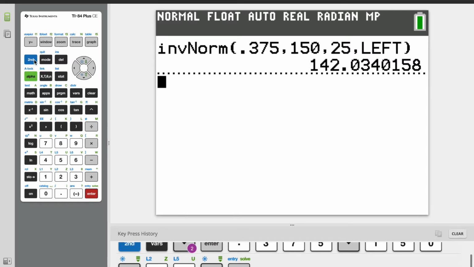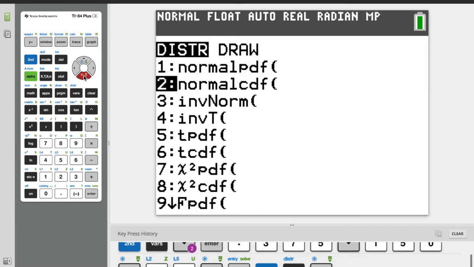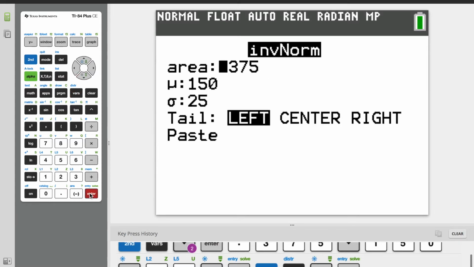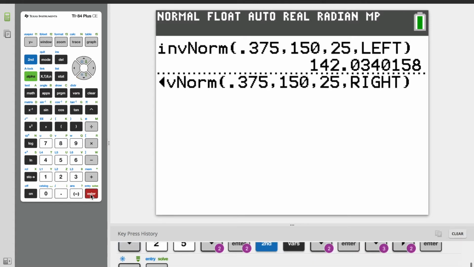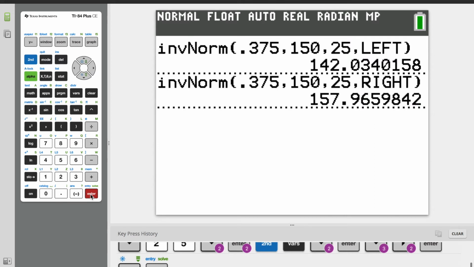And if we repeat this process but now want to solve for a greater than probability, so in our second example we were given that 0.375 was a greater than probability and we want to solve for x. So in the same function, if you have a TI-84, you can actually keep these values and just use the right tail curve, and this will give you a greater than probability. And if we paste that in, it'll give you your x value.